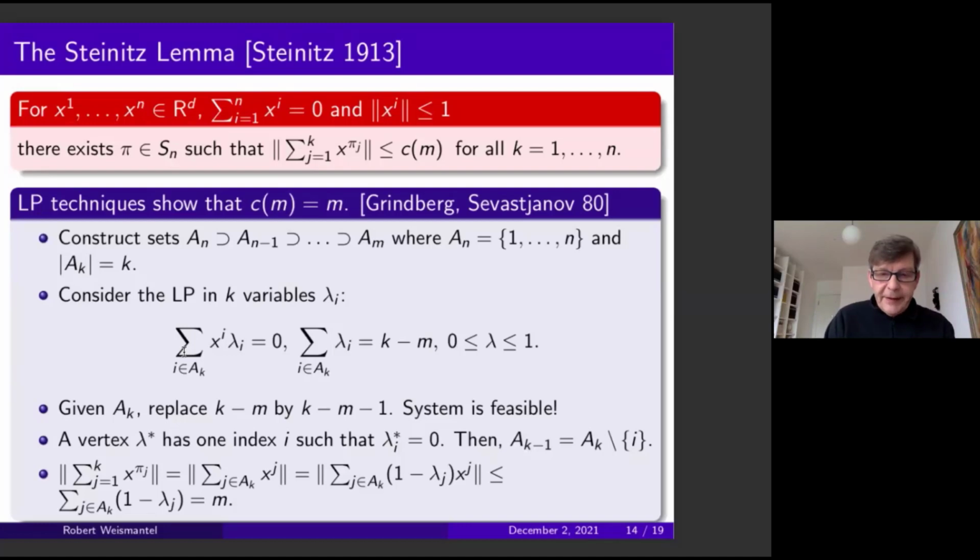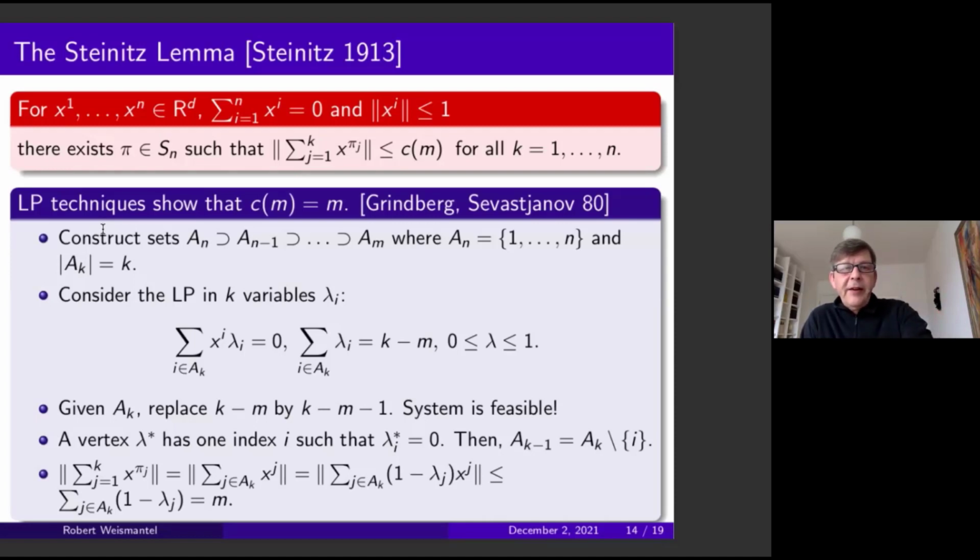And in fact, this is really something one should teach in a basic course in LP theory. Actually, I will do this. LP techniques tell you namely that this constant C of m can be chosen to be m. And this is a beautiful proof due to Grinberg and Sevastyanov from the 80s. So very briefly, how does it work? Super elegant. It's an iterative procedure, it's constructive.